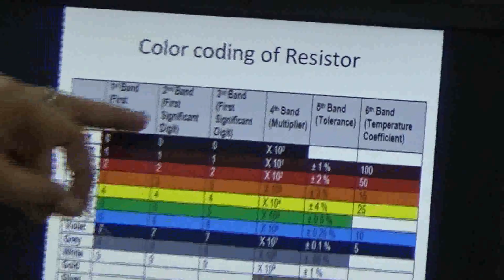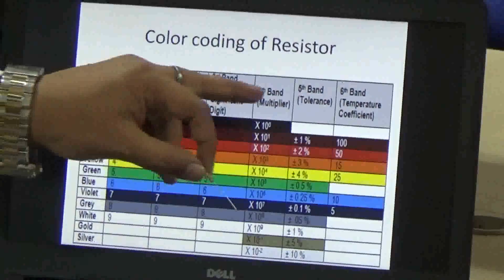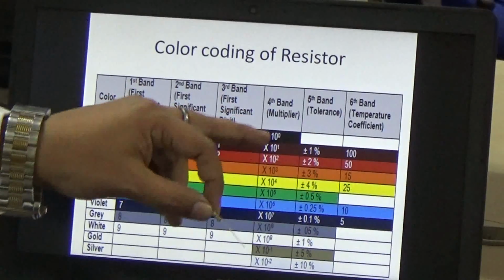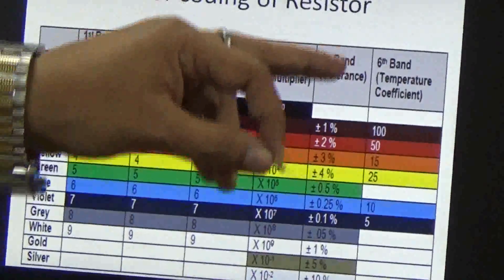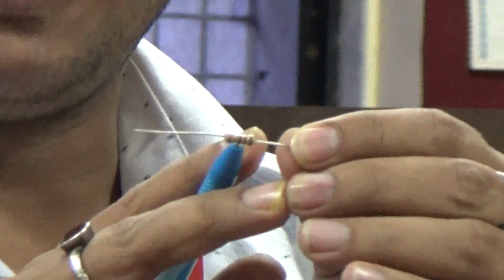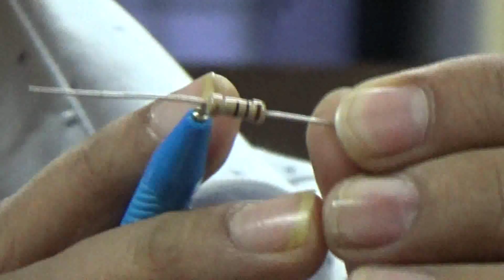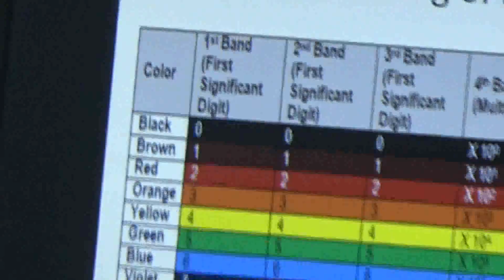This is the color coding of the resistors. This is the first band, second band, third band and fourth band. The fourth band indicates the multiplier, the fifth band indicates the tolerance, and the sixth band indicates the temperature coefficient. In this resistor, the first band is brown, the second band is black, the third band is black and the fourth band is gold. Brown indicates 1, the first significant digit.